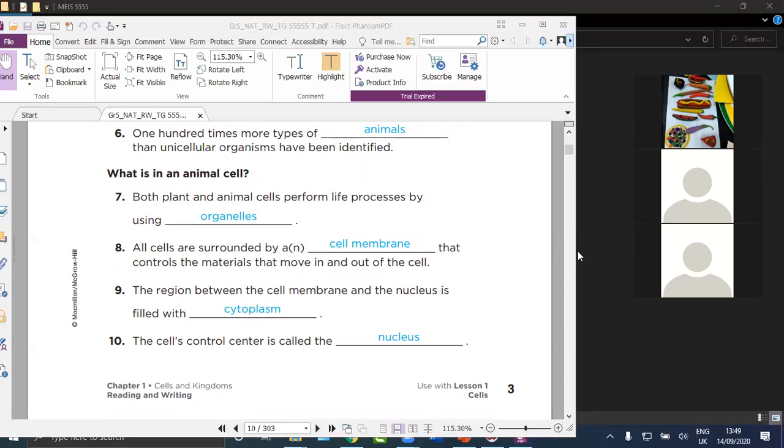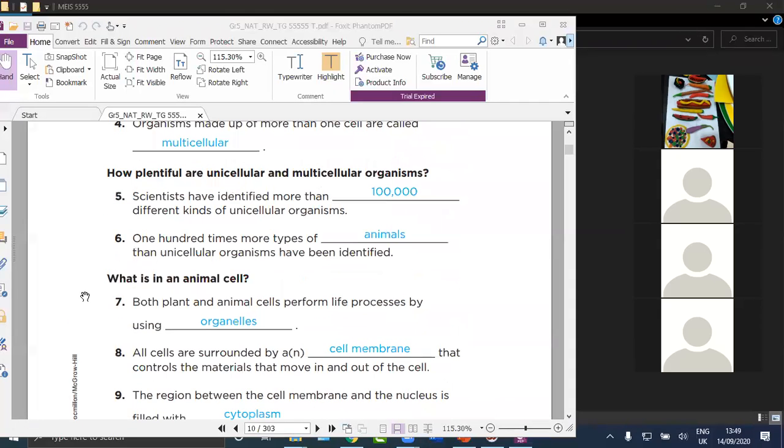Adam Fadi. Mr., I remember it. In number 5, it's different. Scientists have identified more than 100,000 different kinds of unicellular organisms. But it should be 500,000.